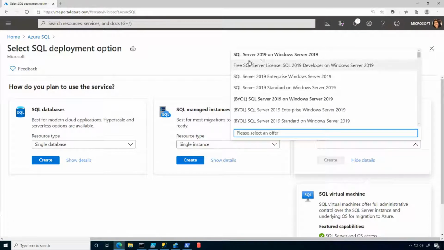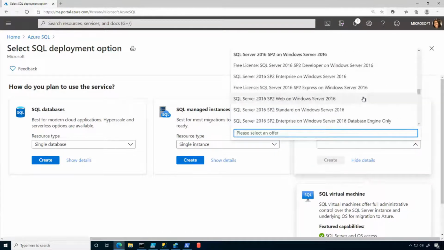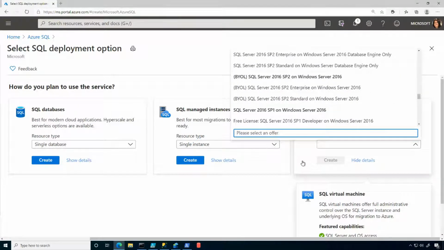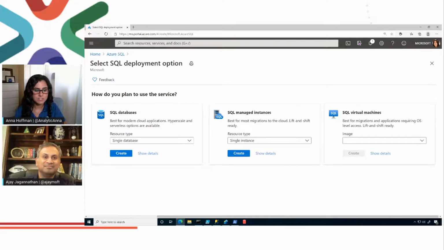You can actually search for the exact OS and SQL Server version that you need. This even includes Ubuntu, SUSE SLES, and RHEL, and all the way back to SQL Server 2008 R2 SP3. So you really have all your options here, and we're trying to make it easy for you to make a decision about where you should land. That's just a quick demo to show you this Azure SQL unified experience that we're working towards.